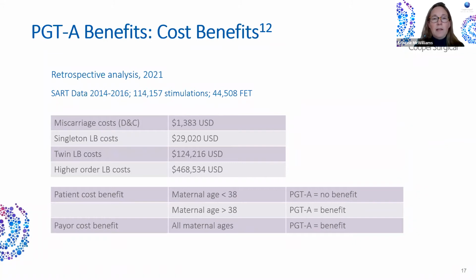On the cost analysis side of things from this study, this top section shows some of the estimated average costs that the authors utilized in their cost benefit analyses for miscarriage, for singleton live births, twin live births, and higher order live births. And you can see the staggering increase in costs associated with either a twin live birth or higher order relative to singleton live birth.